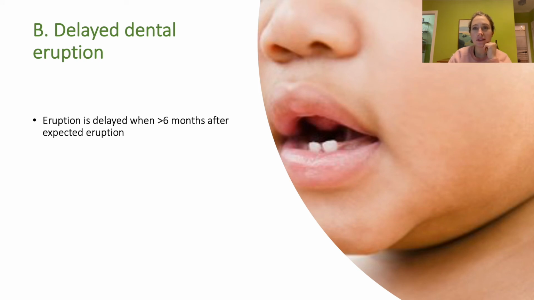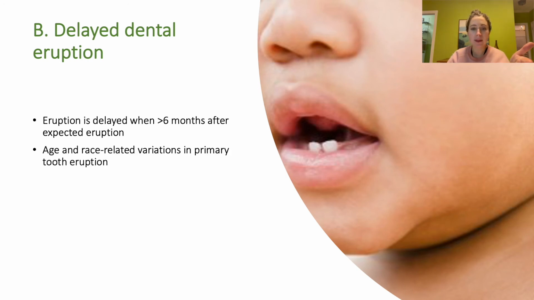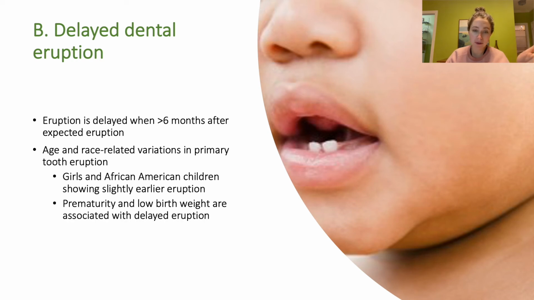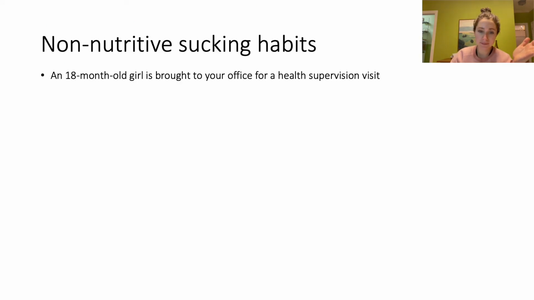So what is delayed dental eruption? That's when a tooth comes in more than 6 months after the expected eruption time. There's age and also race-related variations in primary tooth eruption. That includes that girls and African-American children have slightly earlier eruption than their peers, and prematurity and low birth weight are associated with delayed eruption.